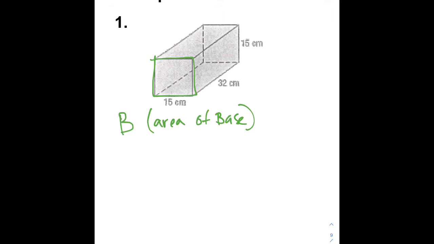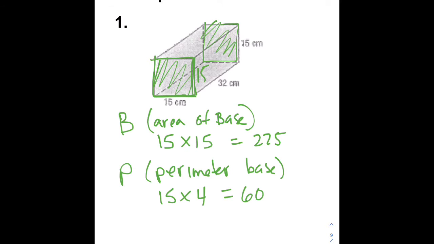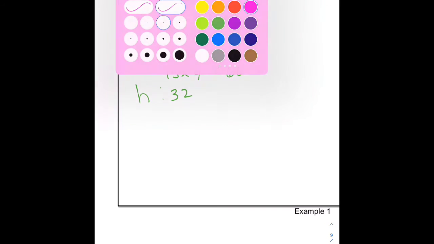The area of the base, if this is 15 and this is 15, it's a square. My area is 15 times 15, which gives me 225. The perimeter means the perimeter of the base. Since the perimeter is 15 plus 15 plus 15 plus 15, I can take 15 times 4, and that gives me 60. If I am using this as my base of the prism, that means my 32 is the height. So now that I have all of this, I can plug it into my formula.